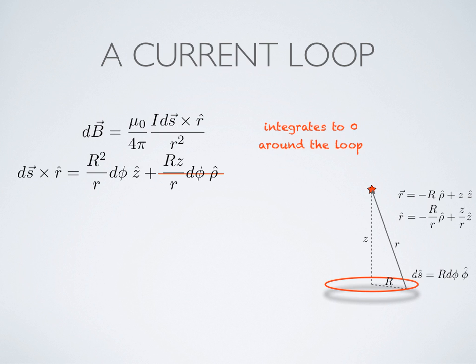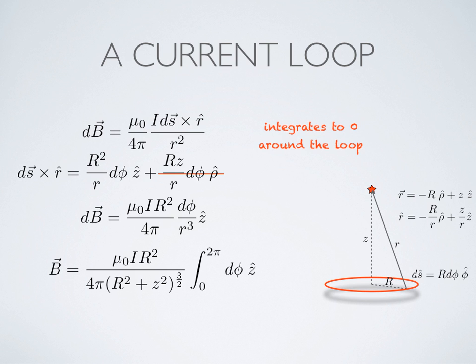The only thing that matters in my ds cross r hat is going to be the r squared over r d phi in the z hat direction. So let's plug that in. dB, the element of magnetic field that I'm getting from that little chunk right there, is going to be equal to mu naught I r squared over 4 pi times d phi over r cubed in the z hat direction. Now r cubed I can make a substitution for, because r cubed is just the cube of that little r, and little r is z squared plus r squared square rooted. So r cubed is z squared plus r squared to the 3 halves.